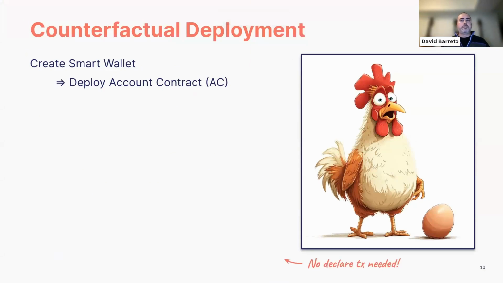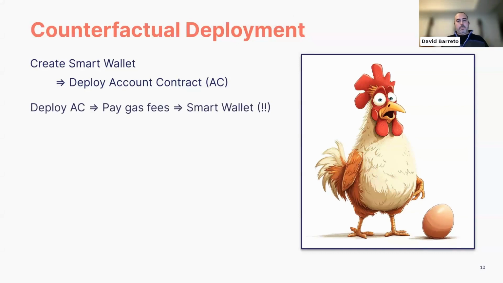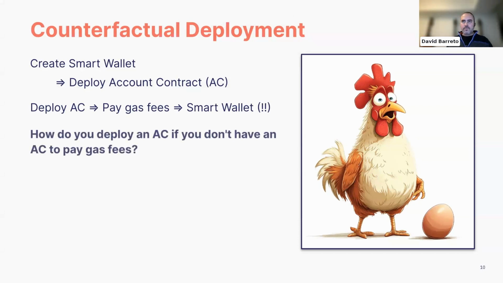Counterfactual deployment. So let me try to explain what the issue is here. When you want to create a smart wallet, you have to deploy the associated account contract, right? Which is a smart contract. But to deploy an account contract, you have to pay gas fees, like any operation. But to pay for gas fees, you need a smart wallet to pay for it. So you get into this chicken and egg situation, right? To deploy an account contract, you need an account contract, which is like a circular dependency. And the way to get out of this circular dependency is by doing the counterfactual deployment.